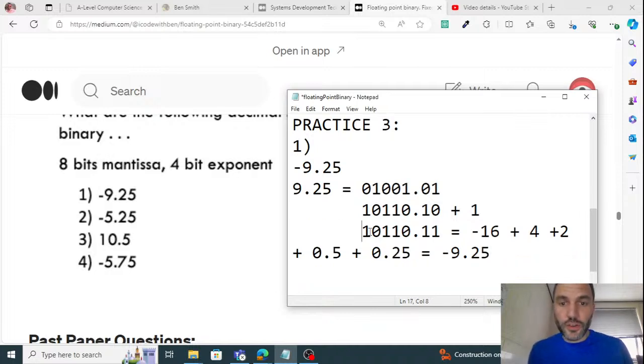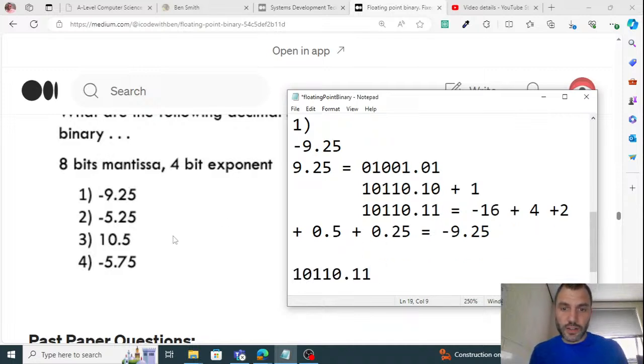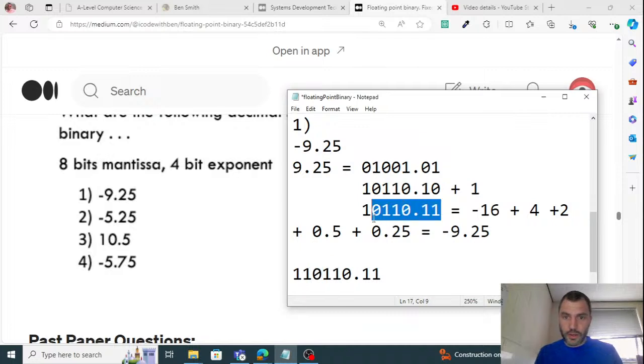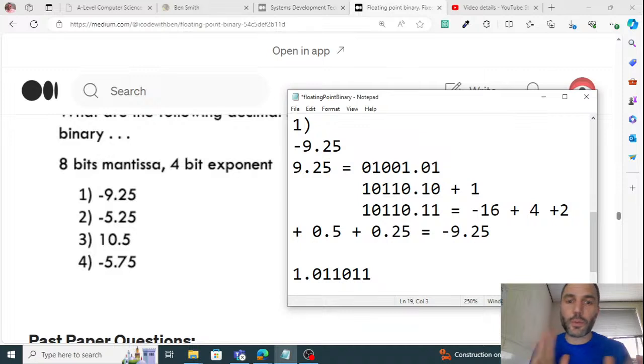So now this is not normalised, so we're going to need to normalise this. We're going to need to shove this point in right up to the end here. So we're going to need to move it 1, 2, 3, 4 places to the left. Let's copy that again. We need to shove that 4 places to the left, so it's between the leading 1 and 0.